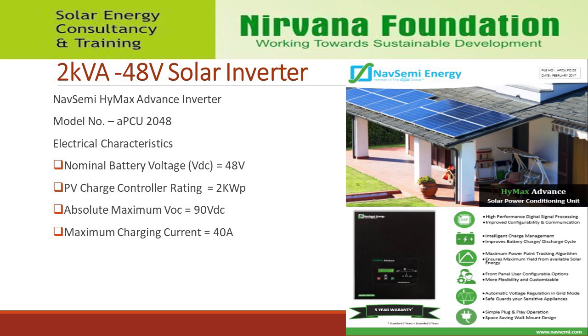Designing of 2 kVA 48 volt system. Inverter: we have selected NAV semi. Battery voltage is 48 volts. Controller rating is 2 kWp. VOC is 90 volts. Charging current is 40 amps. Load calculations. Total wattage of the systems is 1500 watts. Energy consumed is 8200 watt-hour.